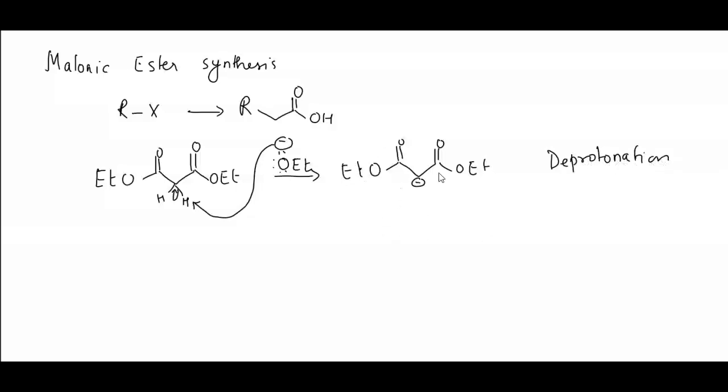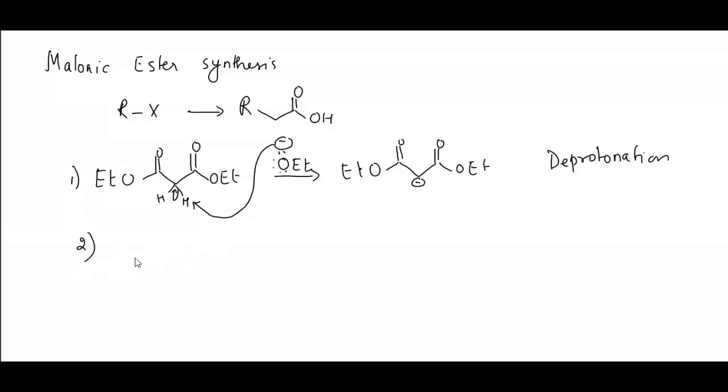Now this is a very stable anion because it can exist in three different resonance structures. This is one of them. Then you can move the electrons here, putting the pi electrons on the oxygen, which creates a second resonance structure. The third one is where you put the pi electrons on the oxygen atom here, getting a negative charge on the oxygen. So it's a stable enolate ion. This is step number 1. The second step is the alkylation.